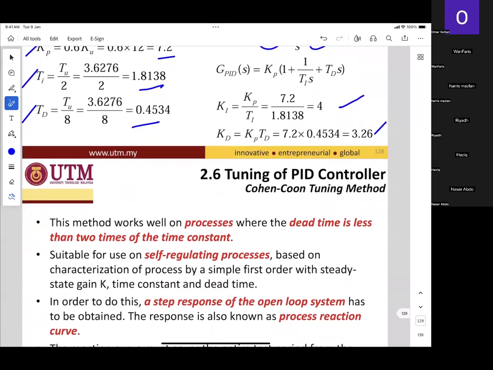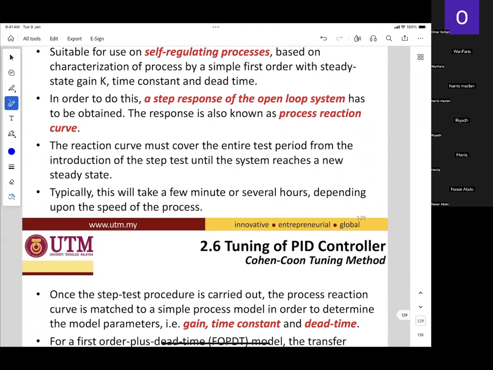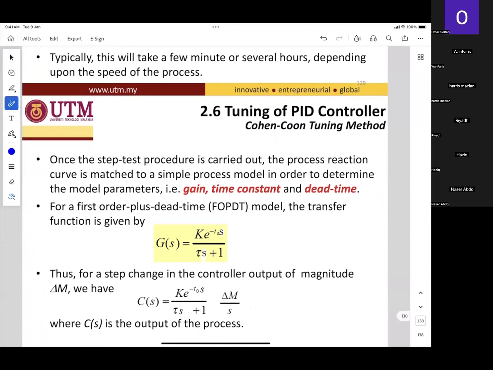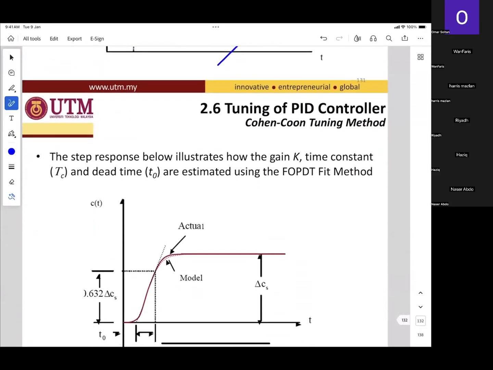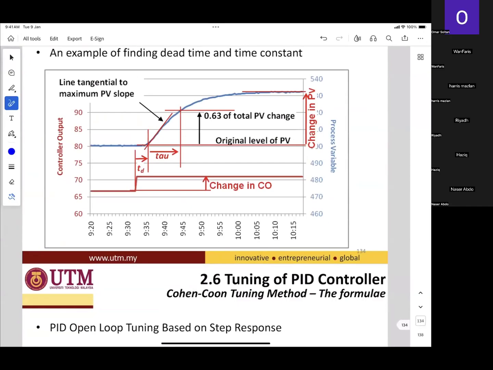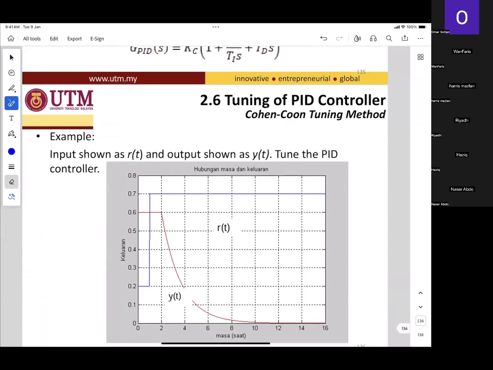So the second method, the Cohen-Coon method, is an optional method. So this one you can read by yourself. Okay. Because it's not coming out for the exams. So I leave it to you for your own reading. Okay, not included in the final exams for the Cohen-Coon method.